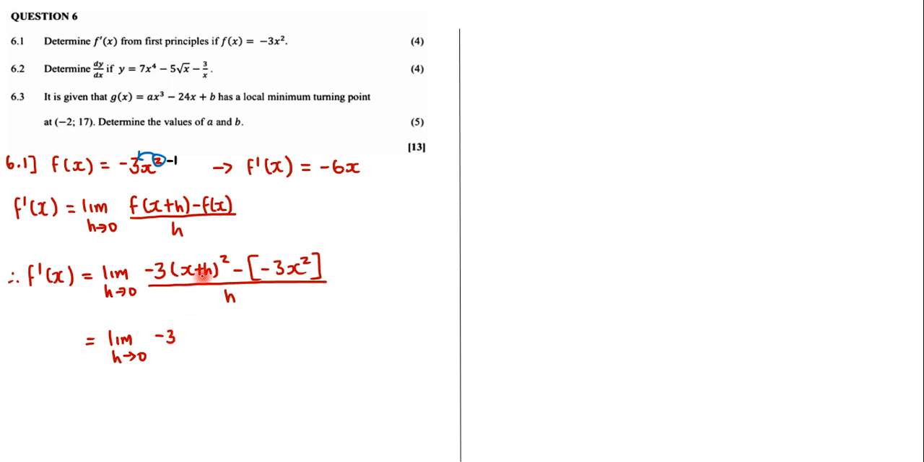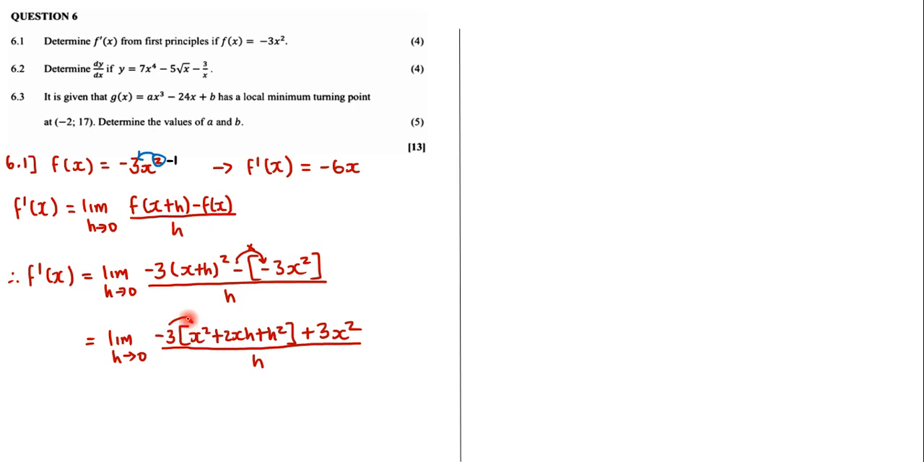And then I'm going to say minus 3. So I'm going to simplify this x plus h all squared. When I do that, I get x squared plus 2xh plus h squared. Then here I have a negative times a negative, so when I do that, I get a positive. Then I say 3x squared. And then I take all of this and I still divide it by h.